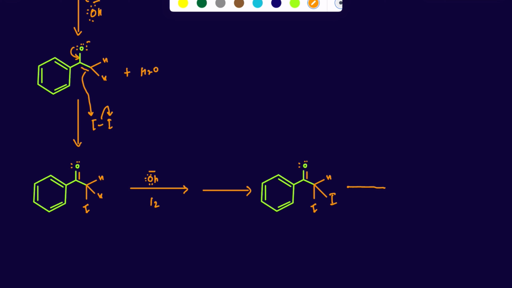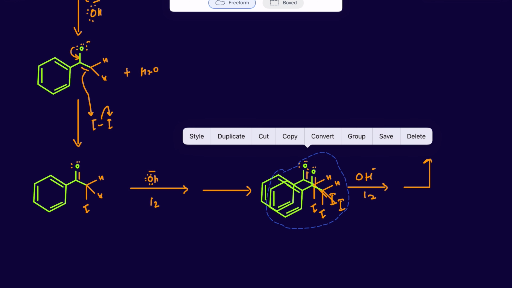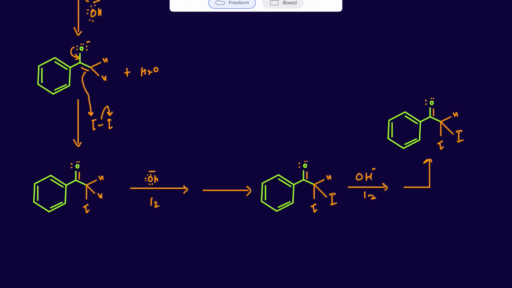So then in the next step again, you have the next couple of steps, you do that again where the OH minus will remove that proton, and then the I2 comes again and gets installed on the third one.